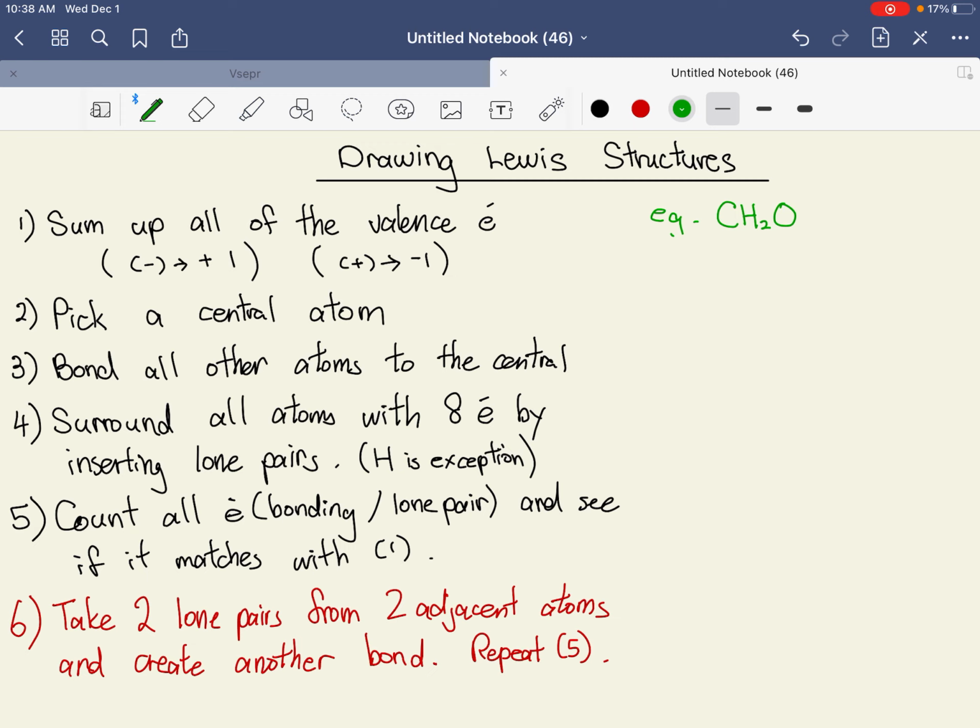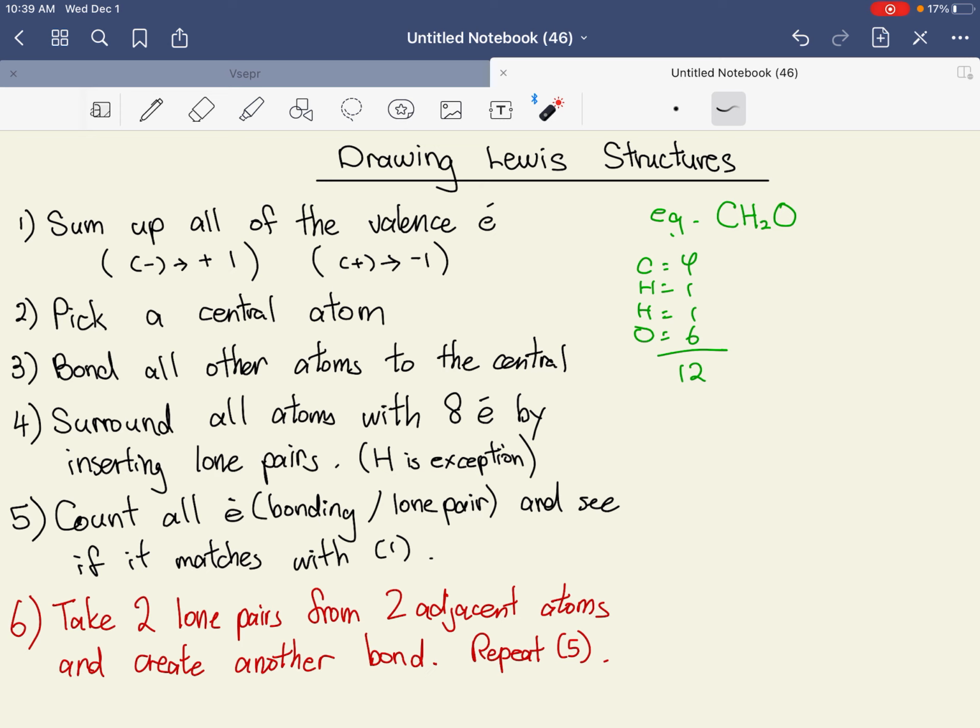So, let's sum up the valence electrons. C, H, H, O. 4, 1, 1, 6. So my number is 12. Okay? Pick a central atom. Okay, I know I'm not going to pick H. That will be ridiculous. So my choice is this. I can pick C. I can pick O. Well, which one is better?